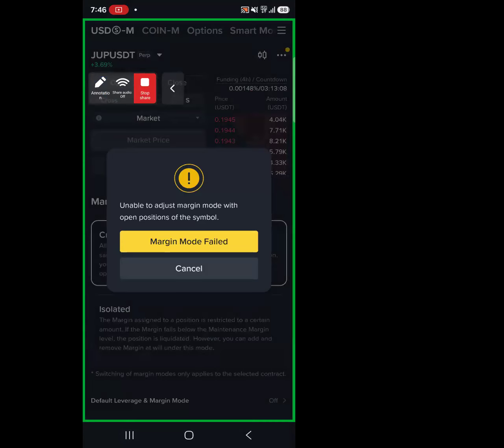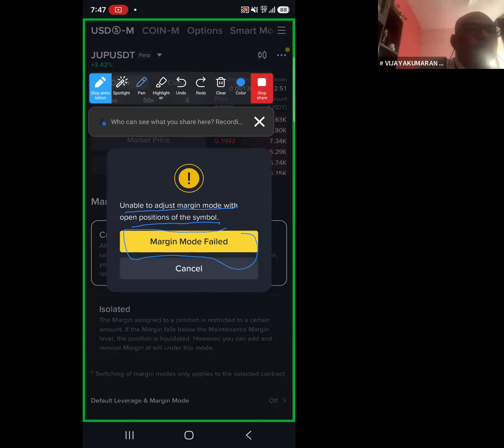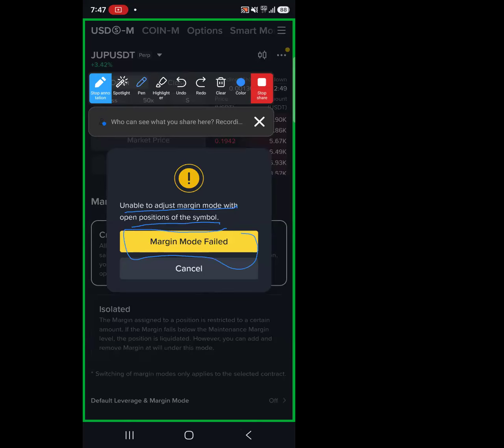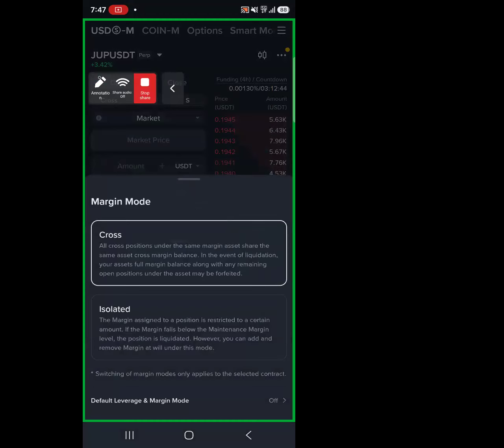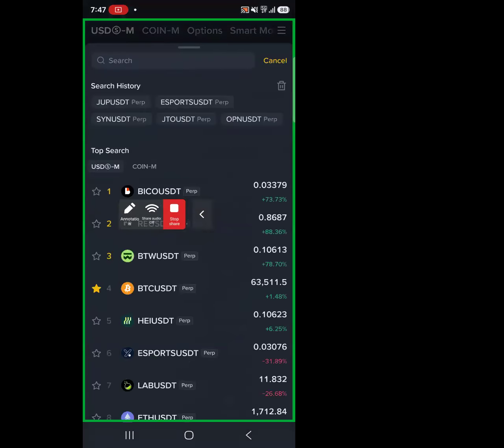But the most important thing here, you see this information? You are unable to adjust margin mode with open position of the symbol. It means on this very coin, I am already trading it. It is already running, so I cannot change the mode. But if I choose another coin, I will be able to change the mode. Like, for example, I can choose another coin, say BTC, right?